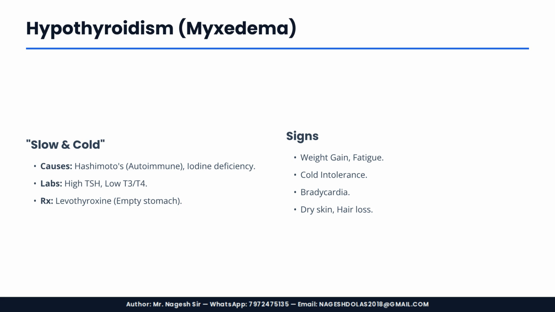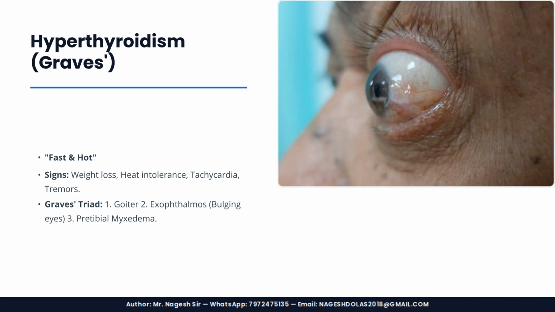Hypothyroidism, or myxedema, is slow and cold, often caused by Hashimoto's or iodine deficiency. Signs include weight gain, fatigue, cold intolerance, bradycardia, dry skin, and hair loss. Treatment involves levothyroxine. Hyperthyroidism, commonly Graves' disease, is fast and hot.